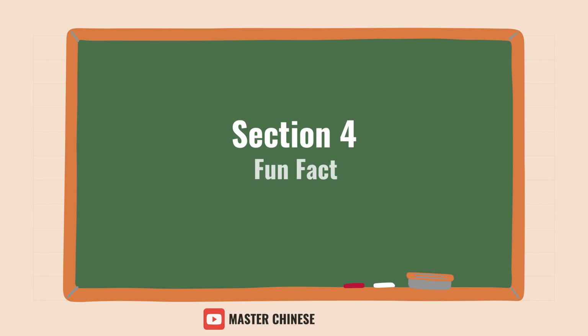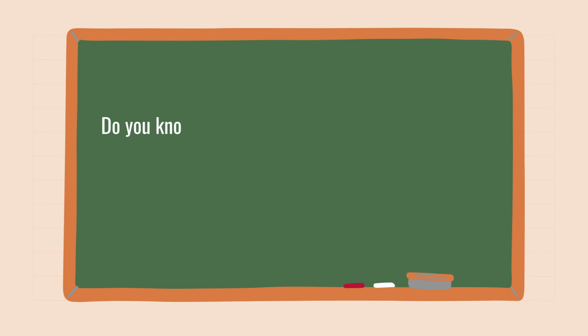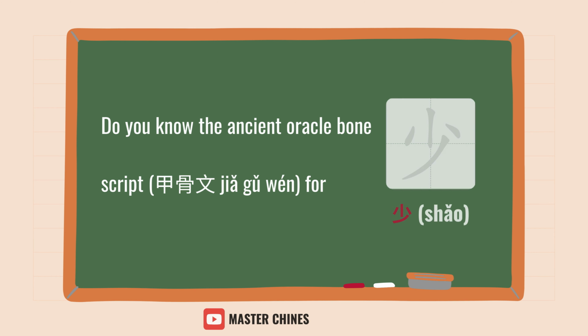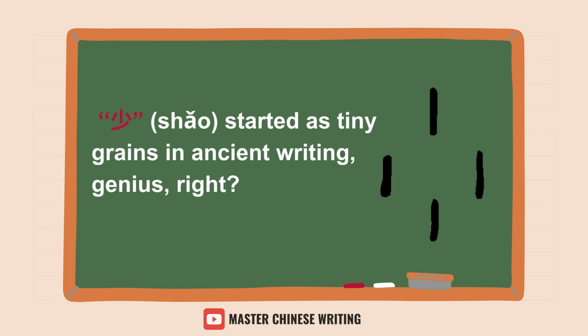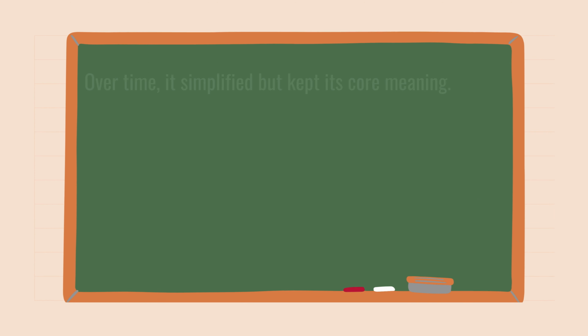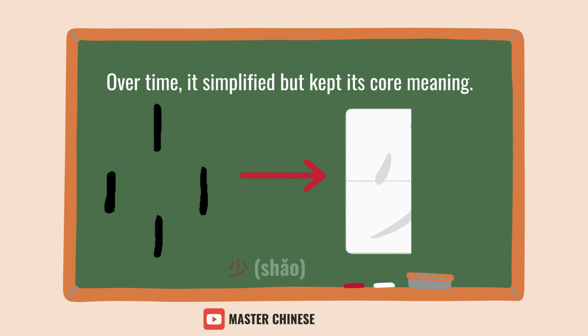Section 4. Fun fact. Do you know the ancient oracle bone script for 少? 少 started as tiny grains in ancient writing. Genius, right? Over time it simplified but kept its core meaning.